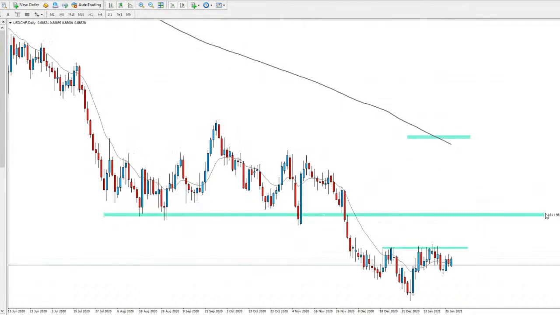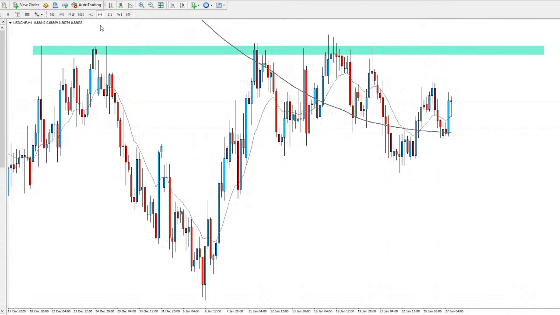Really nice area of support, could be seeing that tested as resistance there, but again price will probably take some time before it gets there. But nonetheless, for the hourly chart we are looking bullish, and I do expect to see a push into that resistance for USD CHF as long as we hold that support.